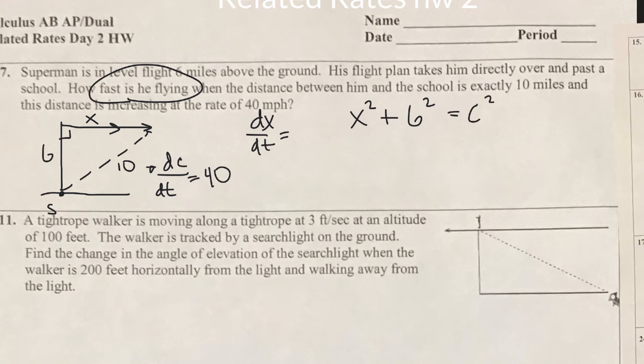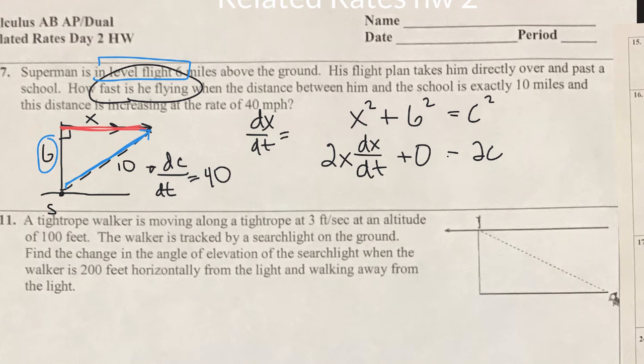Remember, these things are changing. Your horizontal is changing, so it gets a variable, and your distance away from the school is changing, so it gets a variable also. Notice the 6 is not changing. It's a constant: level flight 6 miles above the ground. So when we implicitly differentiate this with respect to time, 2x dx/dt plus 0 equals 2c dc/dt, the change in the hypotenuse.